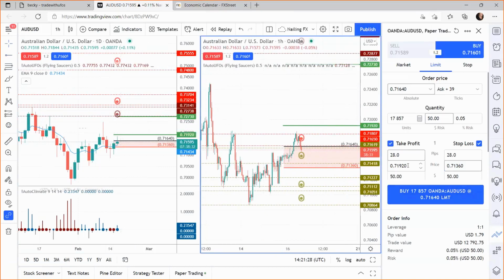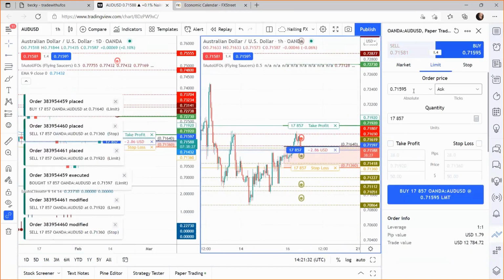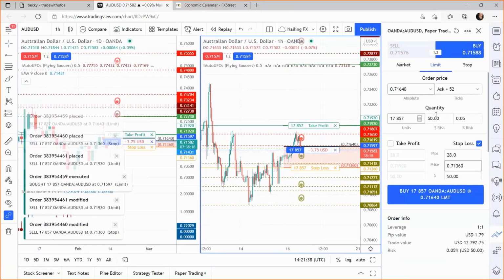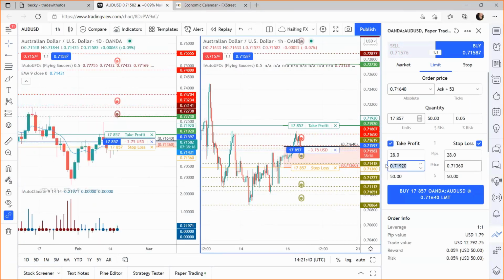So this is our first target, which is 0.7192. It's gone in there. And our second target is going to be where we figured it out to be before. Same stop loss, same entry, same risk, but the profit target will be different at 7273.